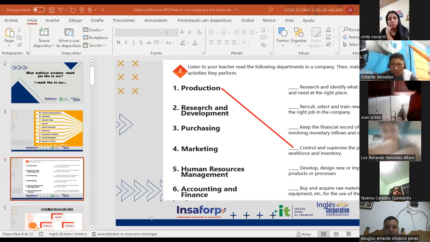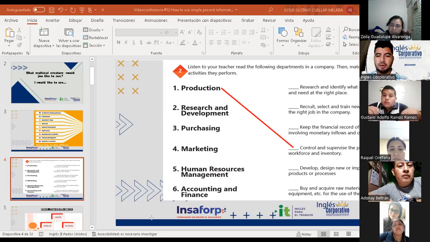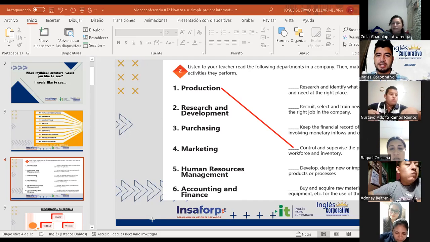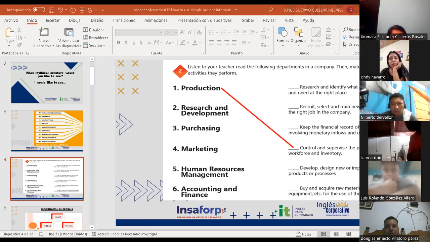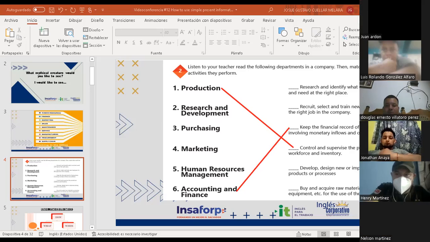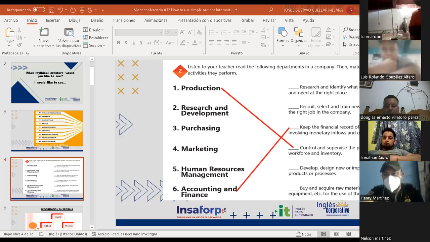What if we go now with Yesenia? Can you help us, Yesenia? Hello. Yes, number 6, accounting and finance: keep the financial record of transactions involving monetary inflows and outflows. Yes, inflows and outflows. That's accounting and finance. Good. Thank you, Yesenia.